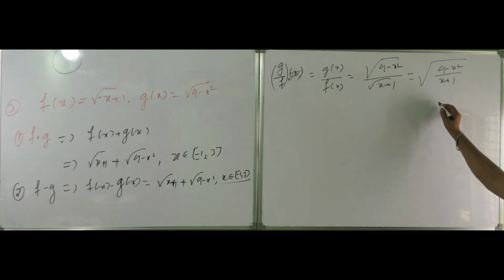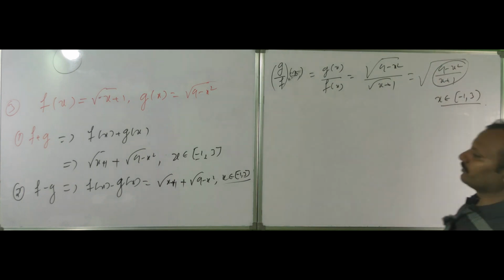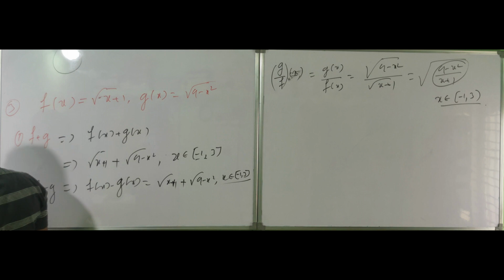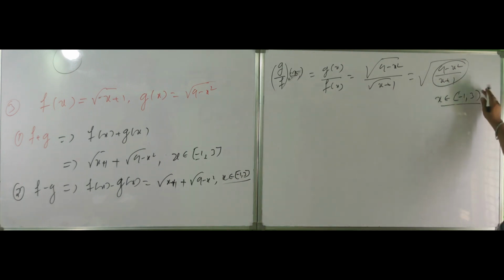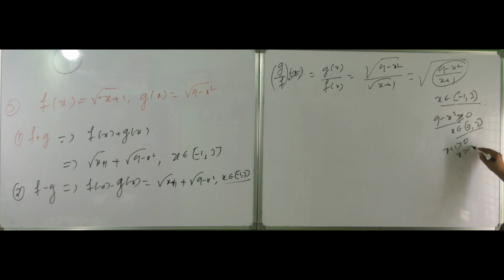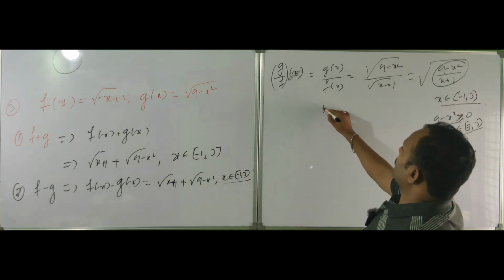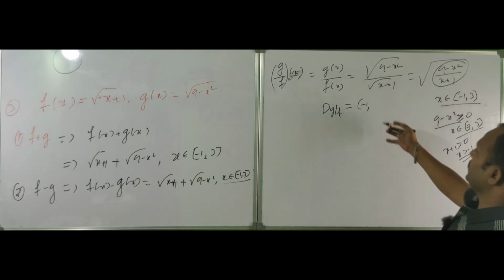Again, same as in f by g, this should also be x belongs to minus 1 to 3, and the value should be greater than 0. The domain is, this becomes an open interval and this becomes a closed interval, because 9 minus x square may be greater than or equal to 0, meaning x belongs to minus 3 to plus 3. But x plus 1 should be greater than 0, meaning x is greater than minus 1. That's why the domain of g by f is the elements from minus 1 to 3, except minus 1.